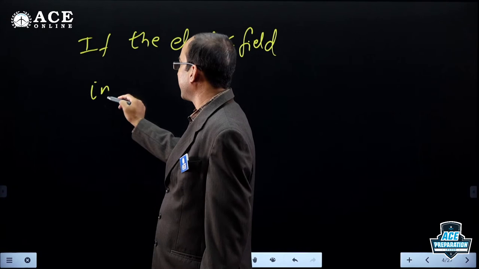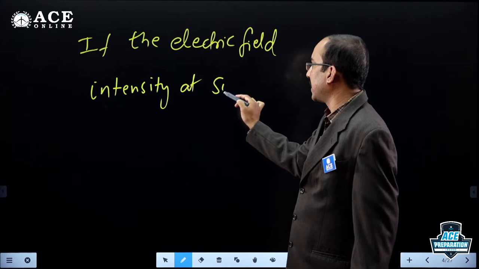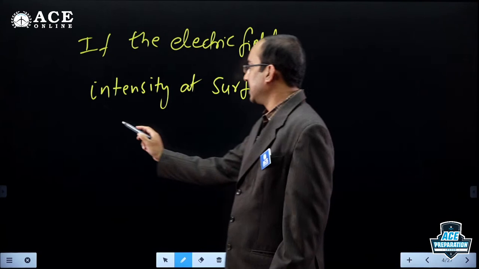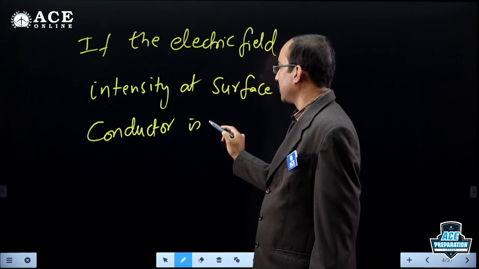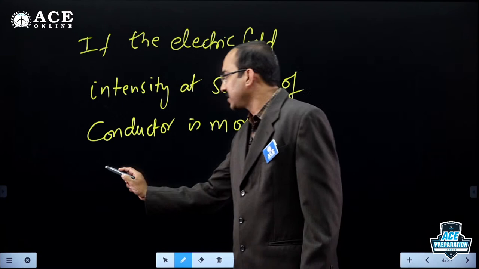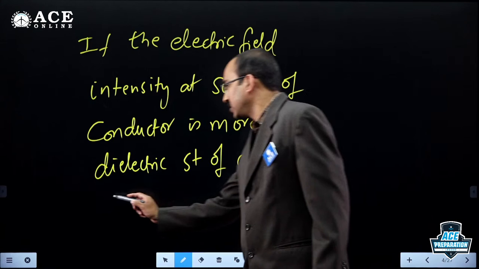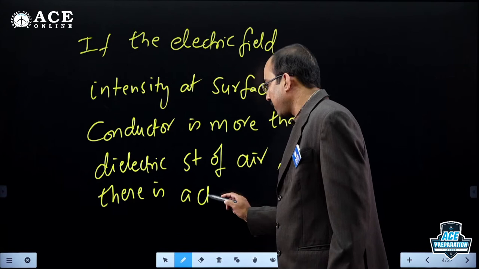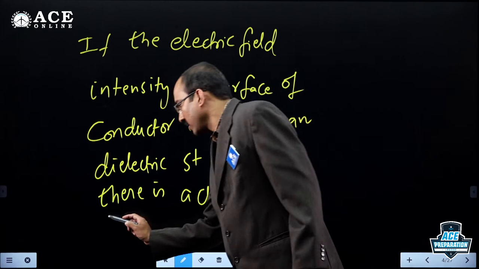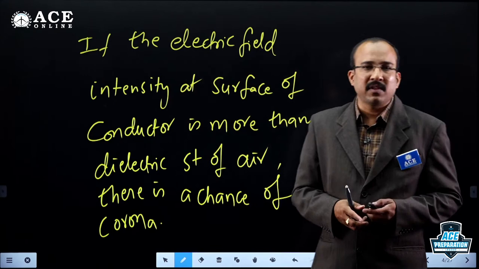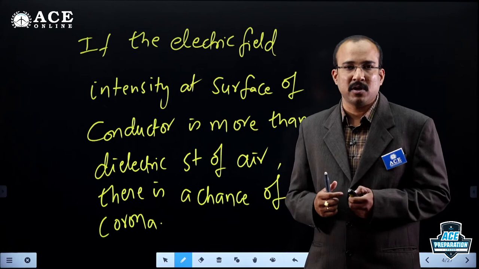If the electric field intensity at the surface of the conductor is more than the dielectric strength of air, there is a chance of corona. So what happens if the corona occurs, sir? There will be a corona loss, a real power loss taking place. Now let us go into the other details.